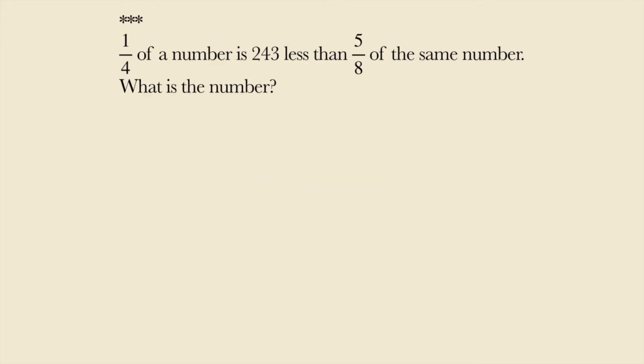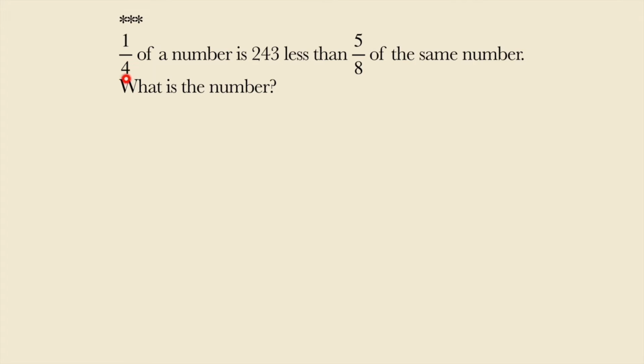And another level 3, 1/4 of a number is 243 less than 5/8 of the same number. Well, we have the same situation again where we are referring to a fraction of the same number, but the denominators are different.